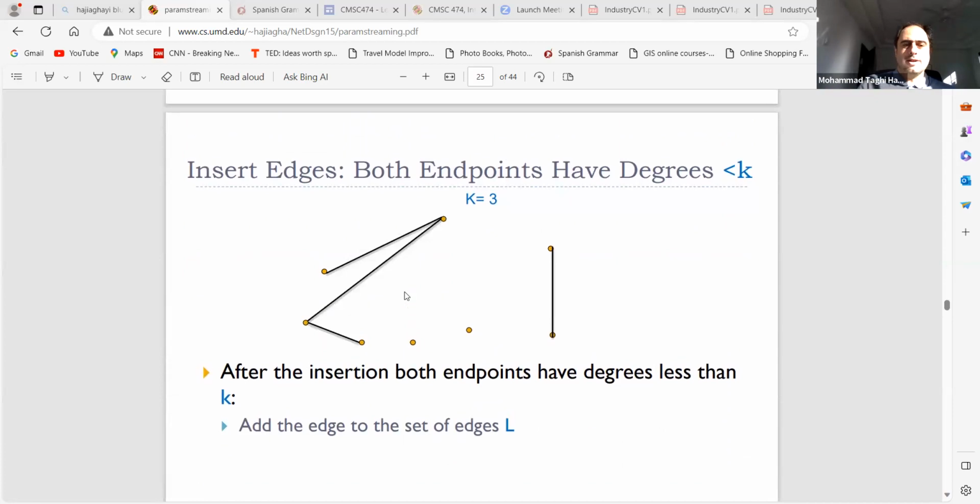Okay. So let's talk about insertion of the edges. When we are inserting an edge, if both endpoints have degree less than k, what do you do? You will add the edge to the set of edges L essentially. So if both endpoints of the edge you are adding have degree less than k, then you just add it to L. That is fine. So that's about this case.